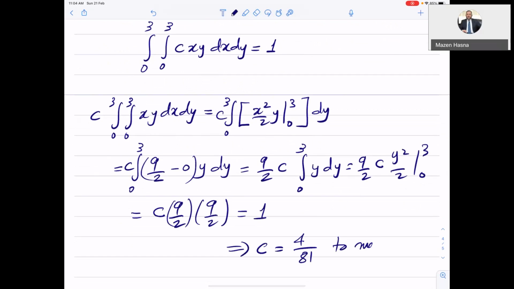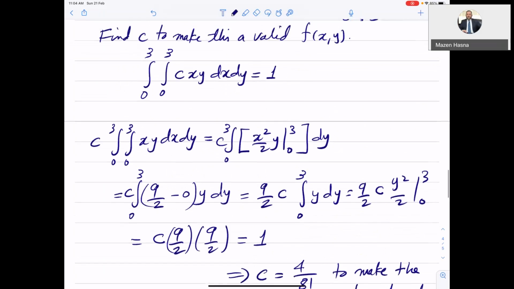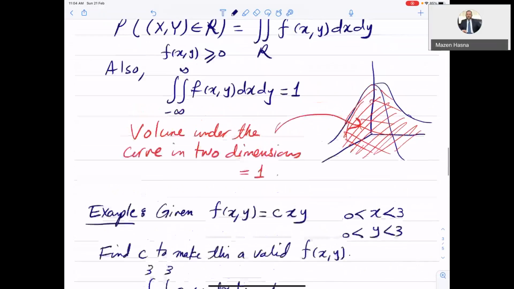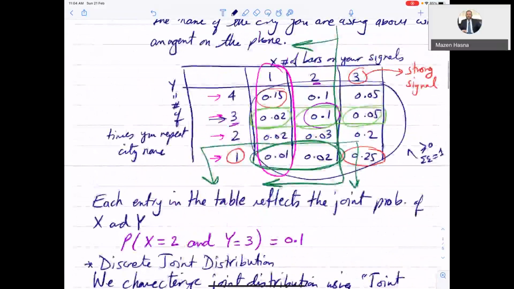to make the volume 1 and f of x and y to be valid. As I mentioned, we will not focus much on the continuous case. It is the same. In continuous case, we'll have two-dimensional curve. In discrete case, we'll have two-dimensional table. So I will not have only x and f of x. We will have two variables in a table, x and y, and then we will describe their joint probability. Okay.